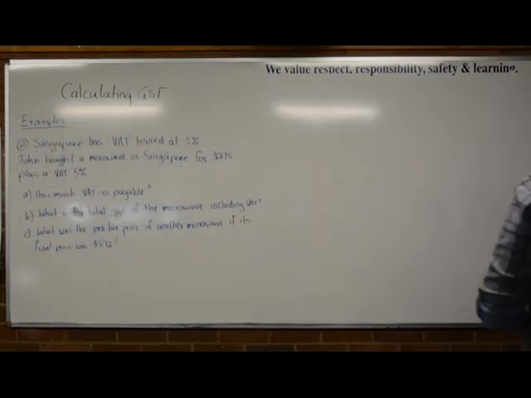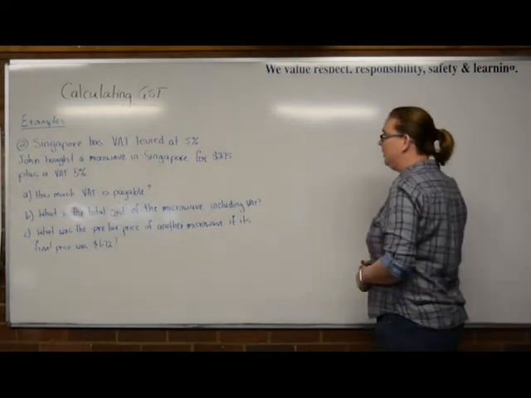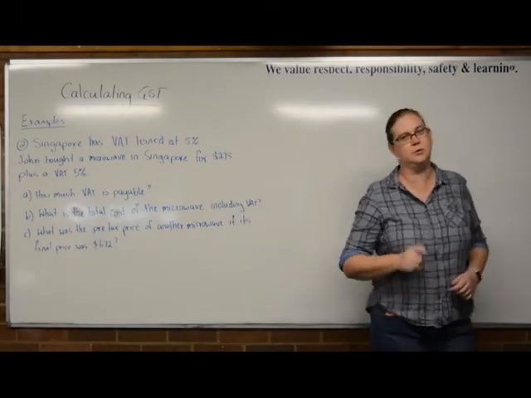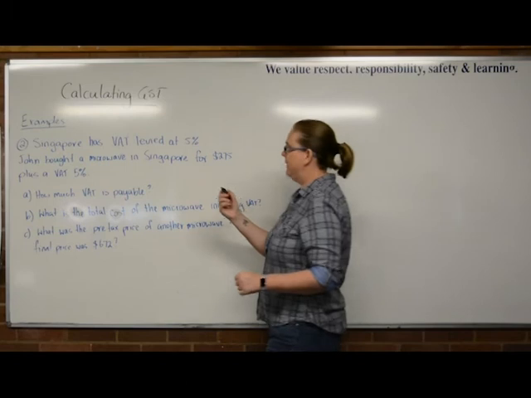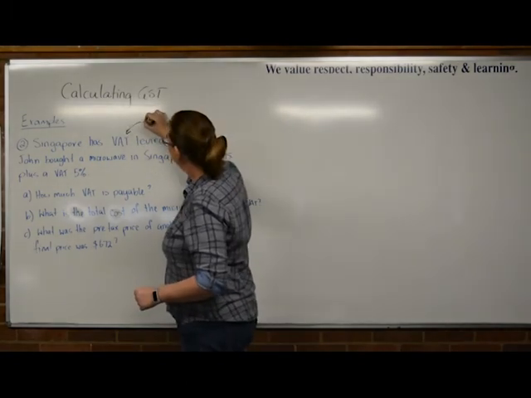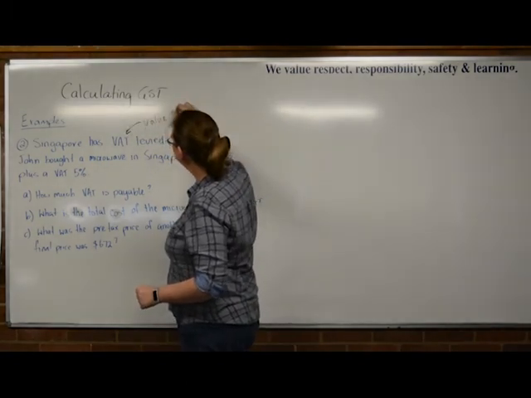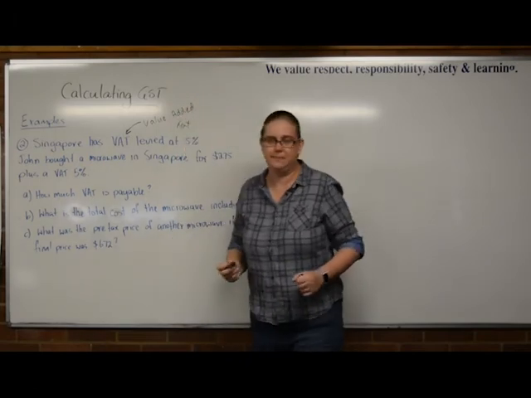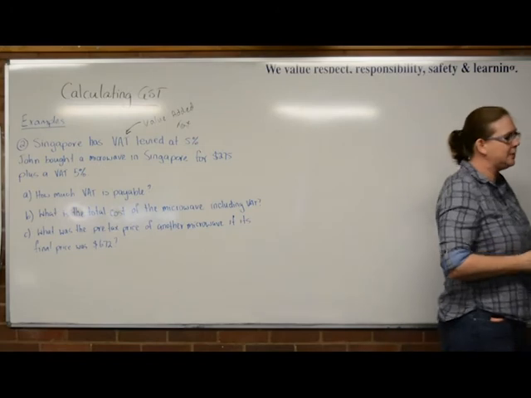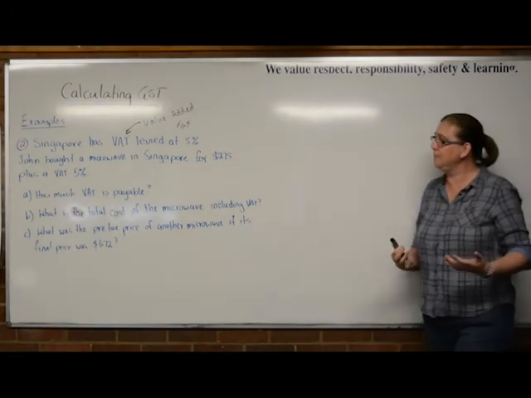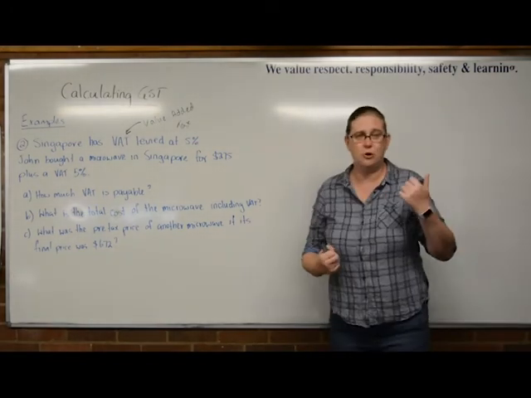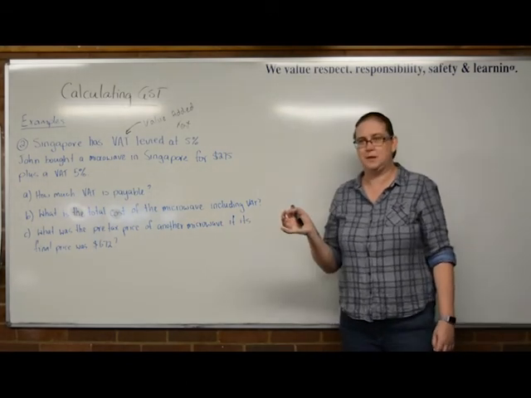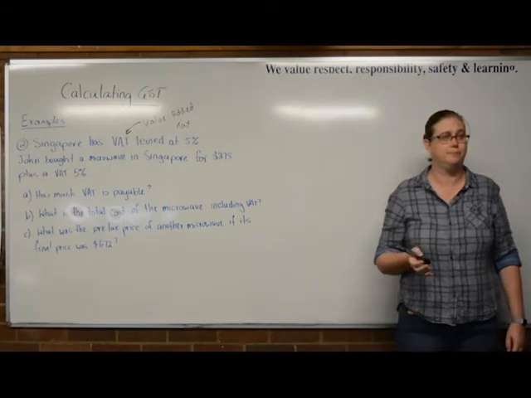Our second example, John's gone to Singapore. Singapore has a VAT instead of a GST. So GST was the goods and services tax. VAT is a value added tax, and that's what some countries have instead of a GST. And it can range from anywhere as low as 2% to anywhere as high as 25%, depending on where you are in the world. Alright?